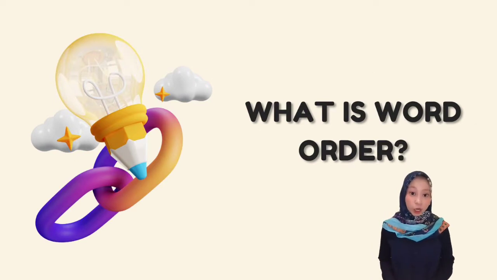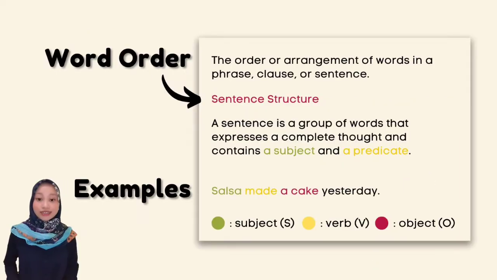Okay, now let's start with the first topic, word order. So guys, have you heard about word order before? What is word order? Word order is the order or arrangement of words in a phrase, clause, or sentence. And word order is also often referred to as sentence structure. So do you remember what a sentence is? A sentence is a group of words that consists of at least one subject and also one predicate, or as we also frequently hear, a verb.